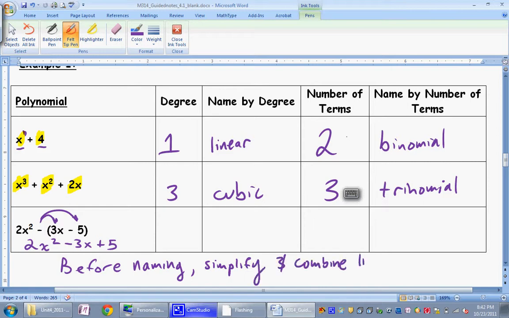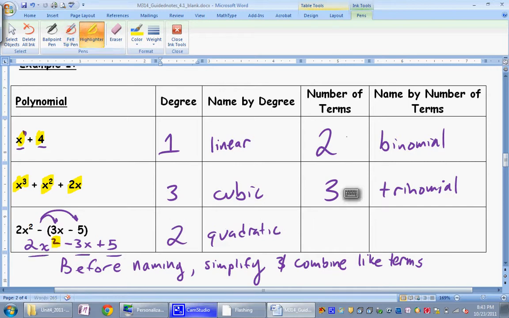And now we can do that. We've distributed that negative. There's no like terms to combine. So the degree looks like it's 2, which would be a quadratic. And then the number of terms, let's see, 1, 2, 3 terms. If it has 3 terms, then it's going to be a trinomial. So we have a quadratic trinomial.